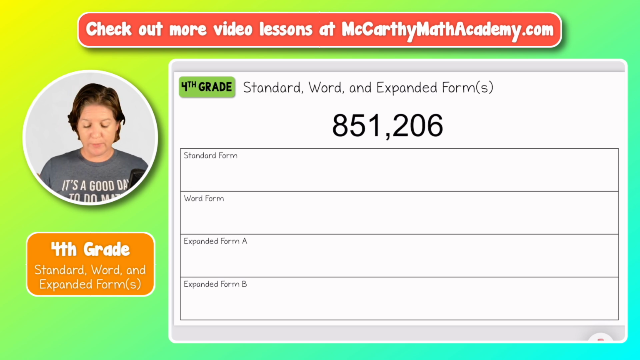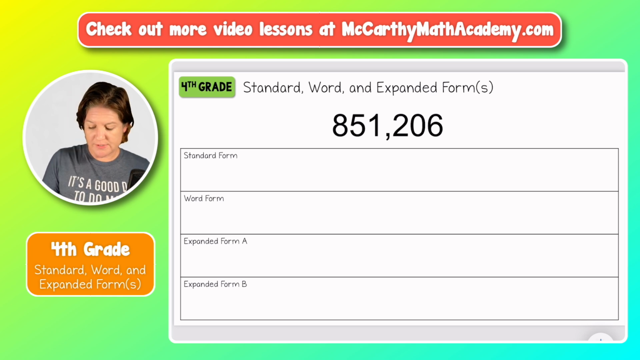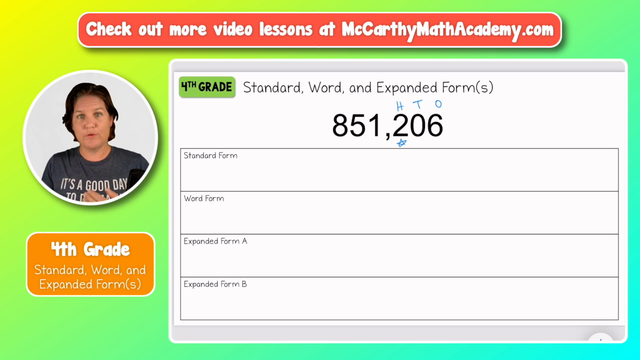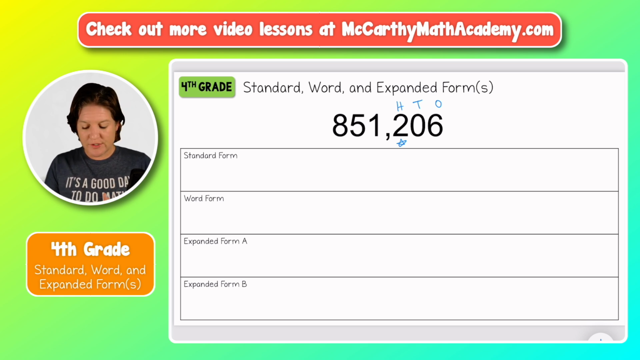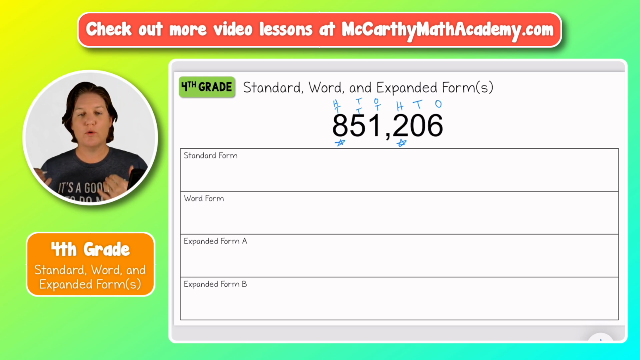All right, y'all, so we are working with standard, word, and expanded form. We've got this number right here to the hundred thousands place, which is typically where 4th graders go up to. The very first thing that I like to do is label my places. That way it helps me to read and write these numbers correctly. The 6 is in the ones place, the 0 is in the tens place, the 2 is in the hundreds place. When we get to reading that number for word form, we will say hundred. So I'm going to put a star right there. Moving into the thousands period, we have the 1,000s, 10,000s, and 100,000s place. Again, we've got hundred, so I will read that name.